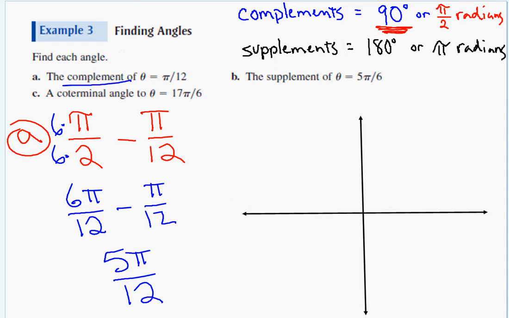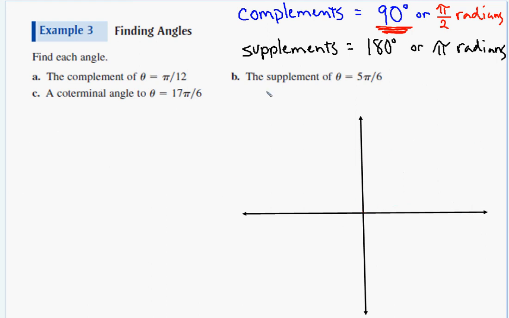So if we wanted to draw that, here would be the pi over 12 angle. And then we would want to know how many more radians to get back to the positive y-axis. Well, that would be our 5 pi over 12. If we add them up, we should get pi over 2.